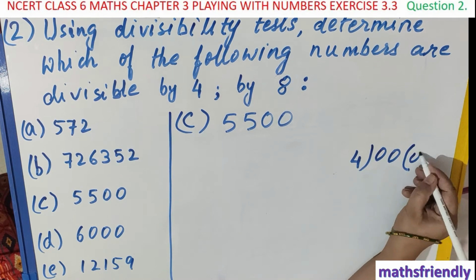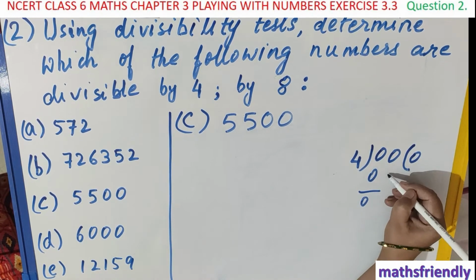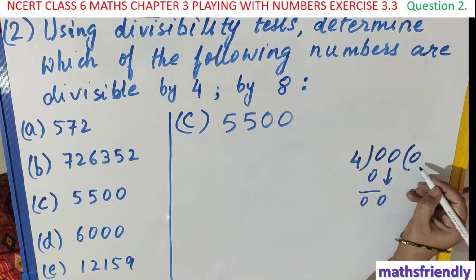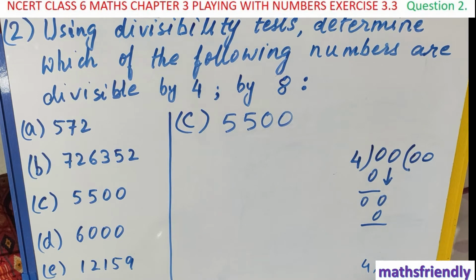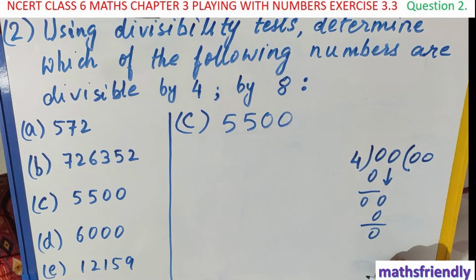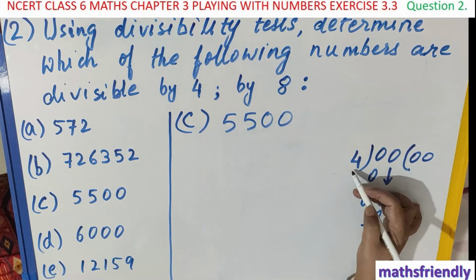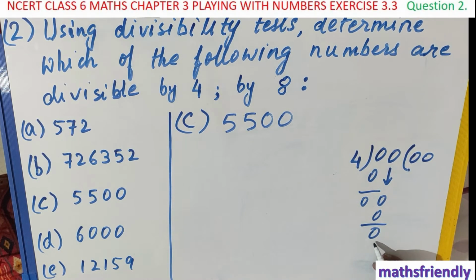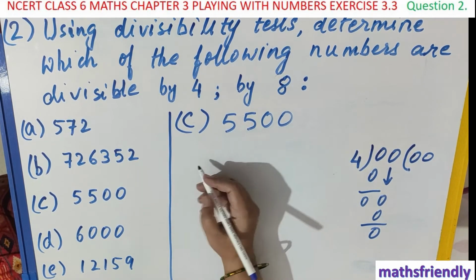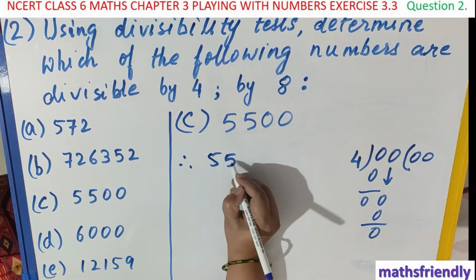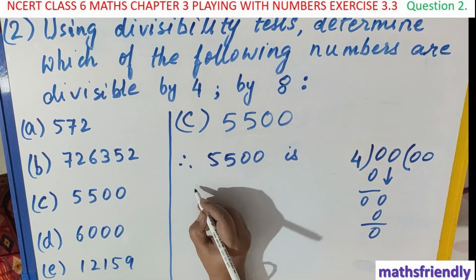Okay, so 4 zeros are 0, the remainder is 0. Again this 0 will come down, right? Then again we check, 4 zeros are 0. Again the remainder is 0. It means 00 is divisible by 4 because we got the remainder 0. So this whole number is divisible by 4. What can we write? Therefore 5500 is divisible by 4.